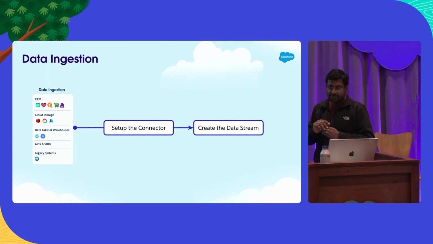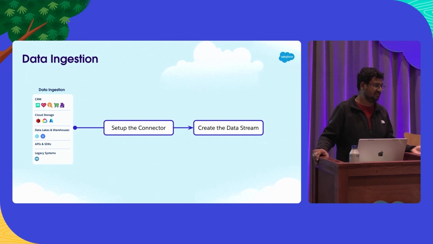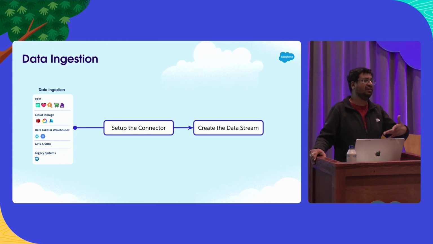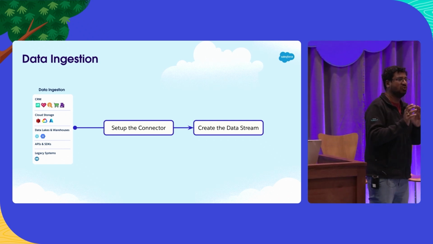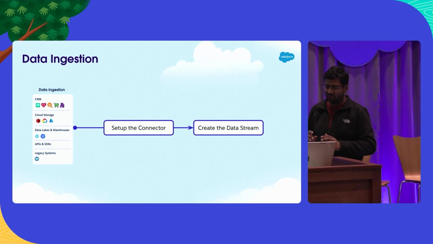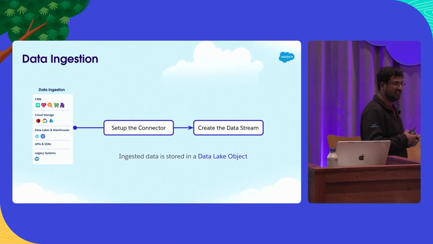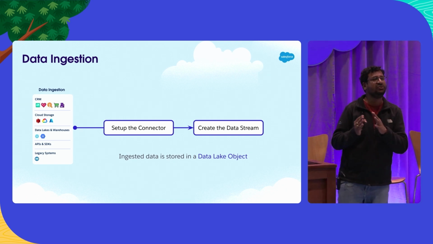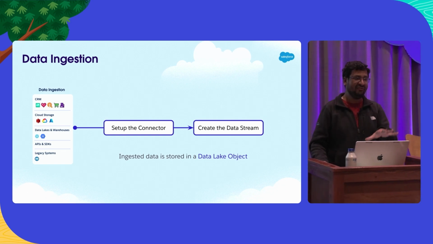Now, Salesforce also provides some connectors out of the box. You can also use those connectors. If you want, you can configure those connectors and then create a data stream to get the data. Once you get the data into the data cloud, it has to be stored somewhere. It is going to be stored in an object called a data lake object. So whatever data is ingested into data cloud is stored in a data lake object. Now let's see all of this with our example.